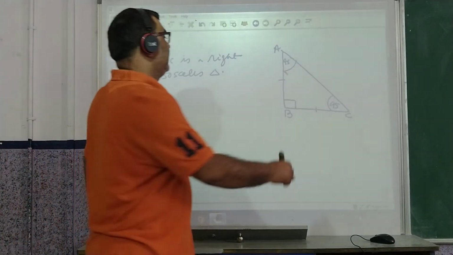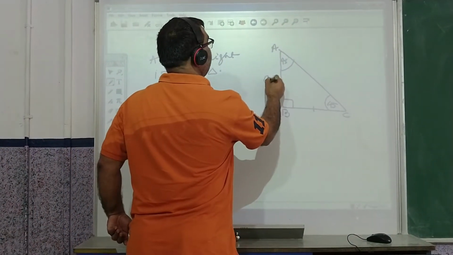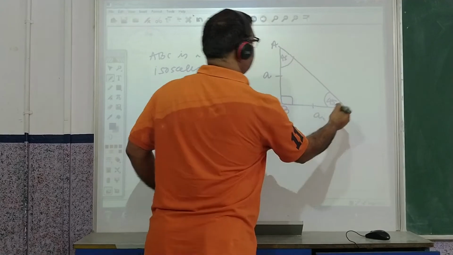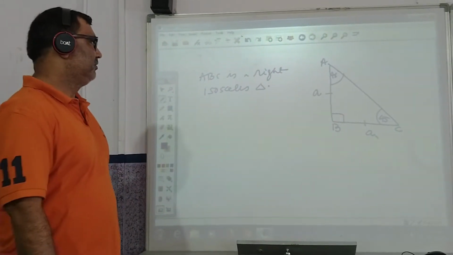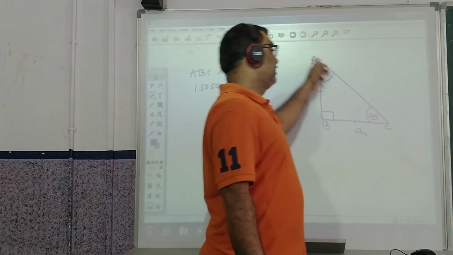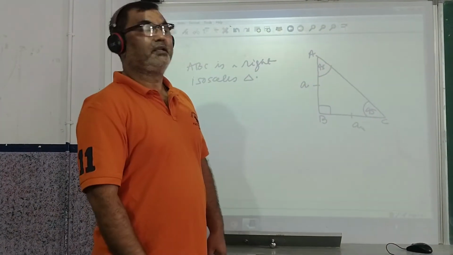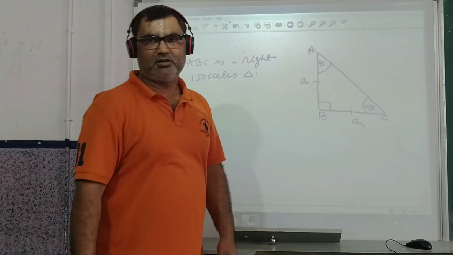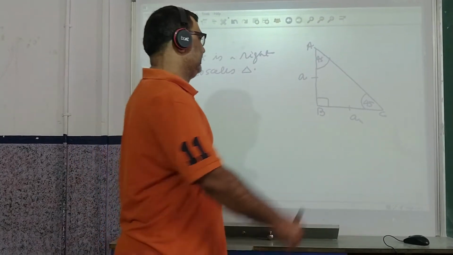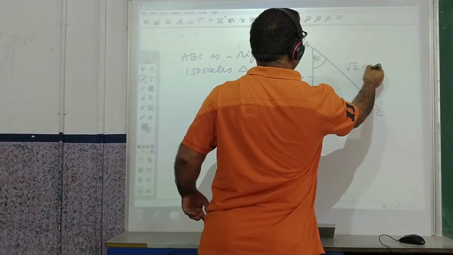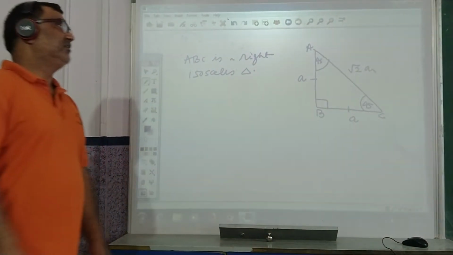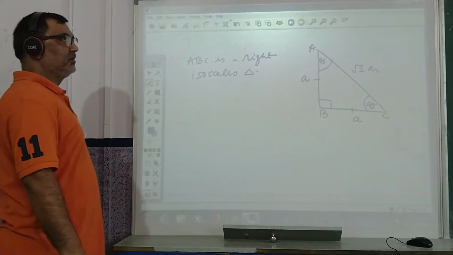Now, suppose AB is A unit, BC is A unit. So what will be the length of AC? You can calculate it using Pythagoras theorem. Here I am writing root 2A. From where does this root 2 come?